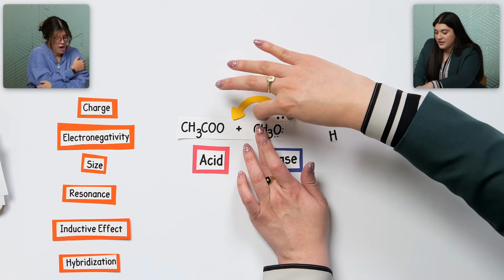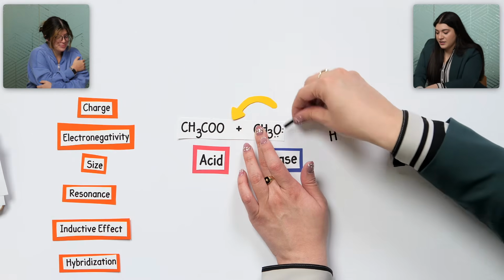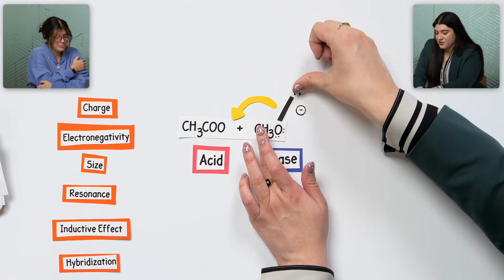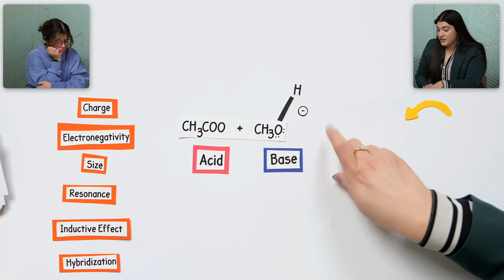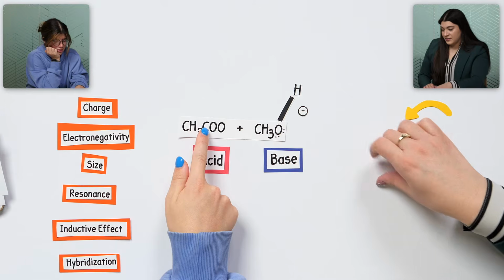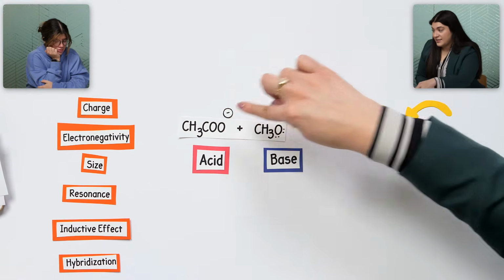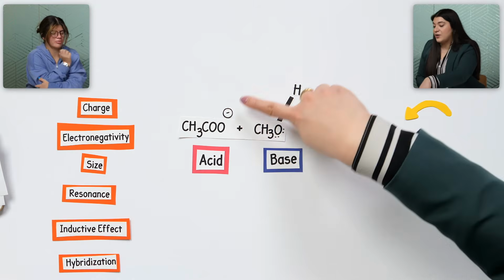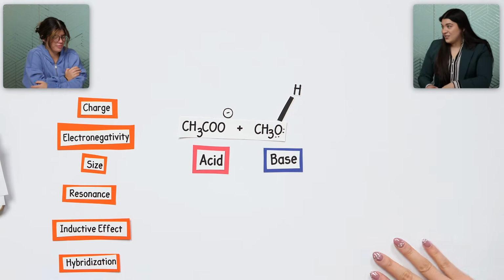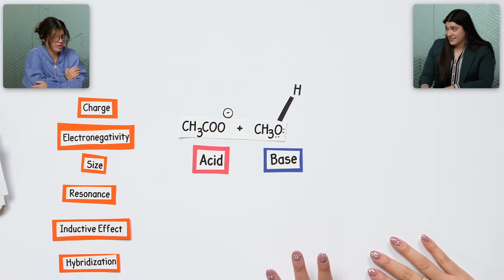Now what's going to happen is this is going to form a bond with that hydrogen. This is no longer negatively charged. Where's the negative now? On this. Yes. Exactly. Because this lost a proton, so it lost a positive charge, it now becomes negative. Yes. That's really it. We just formed the products.